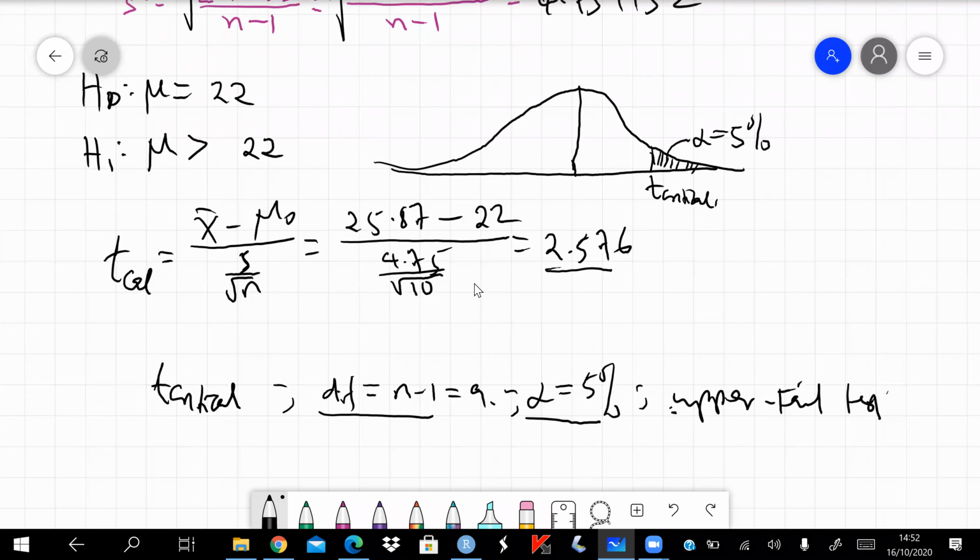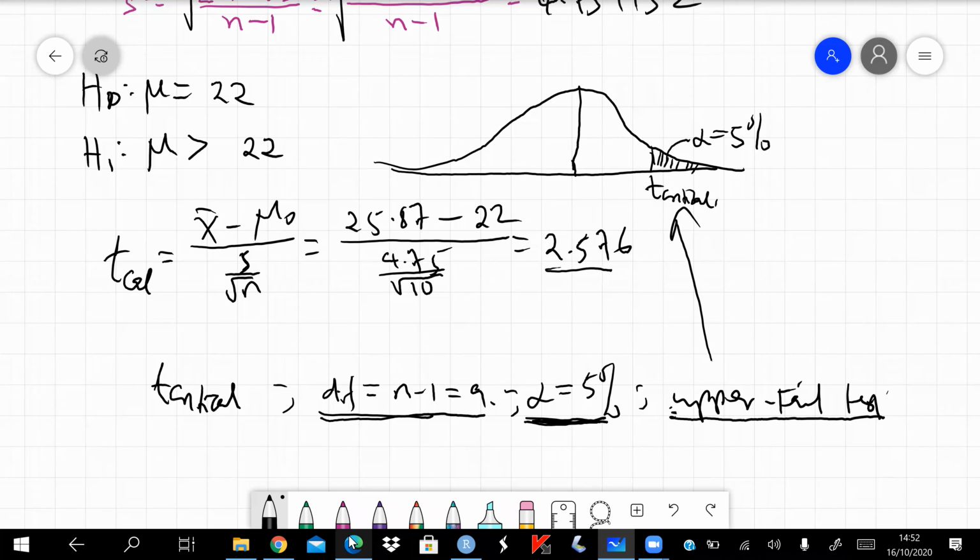Then we need to obtain the critical T statistic. And for us to obtain that, we need to know the degrees of freedom. In our case, it will be 10 minus 1, which is 9. Then we also need to know the level of significance. In our case, we're using the default level of significance, which is 5%. Then we also need to know that it's an upper tail test. So we need to get that value there.